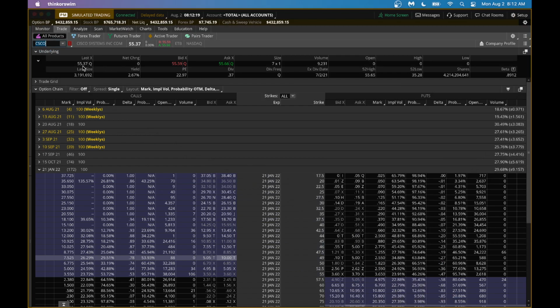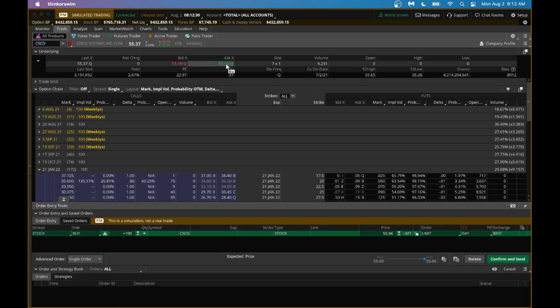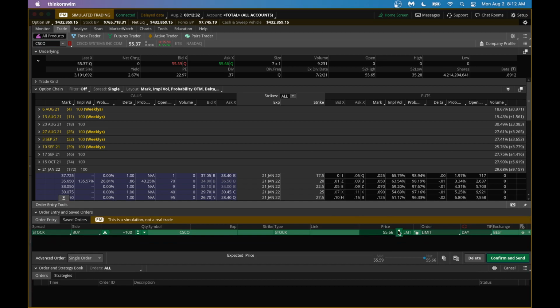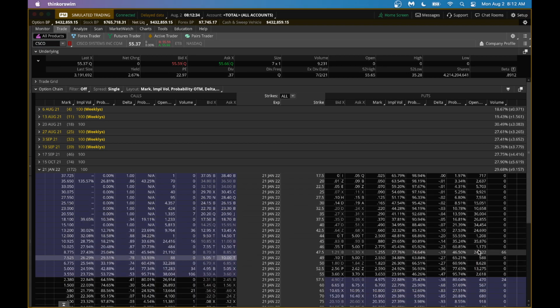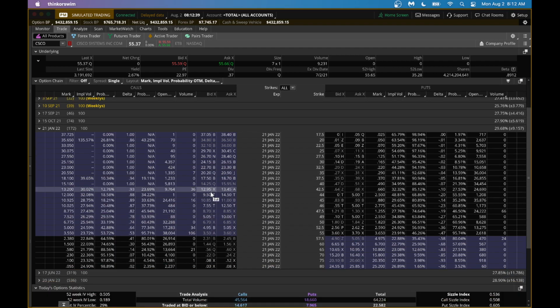Cisco stock price is 55.37, all-time high is 55.65, just below the all-time high. So you could buy Cisco stock by going here, and you could buy at the current price. If you don't want to do that, if you want to play the options game, you could go here and buy delta 70. Right here, delta 74 is good enough.